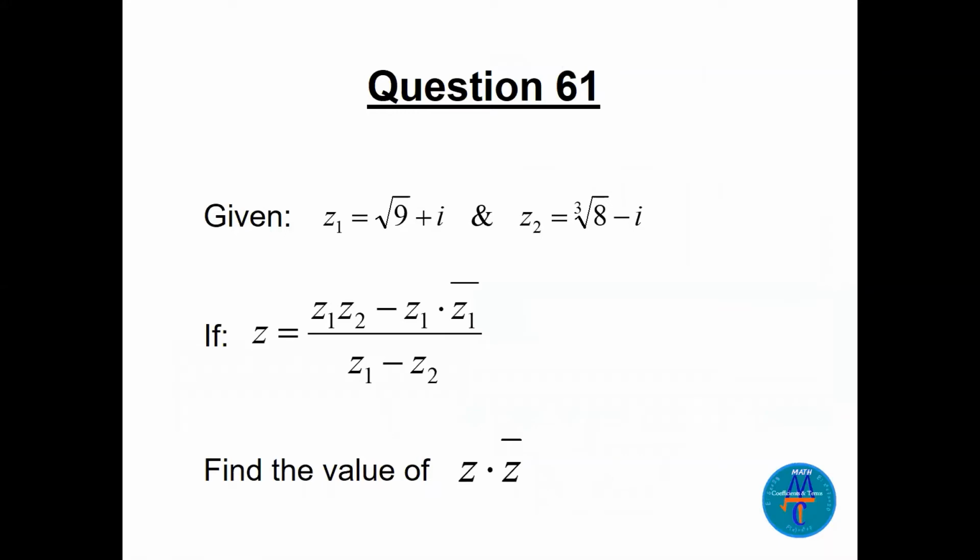Now complex numbers again, z1 is equal to square root of 9 plus i, and z2 cube root of 8 minus i. Now we simplify each one. This one is a real number, square root of 9 is only 3, and cube root of 8 is only 2. Now we have another complex number, z will be z1 z2, you multiply them, minus z1 times z1 bar, the conjugate, divided by the subtraction here, z1 minus z2. When you finish z in standard form, find the value of z times z bar.